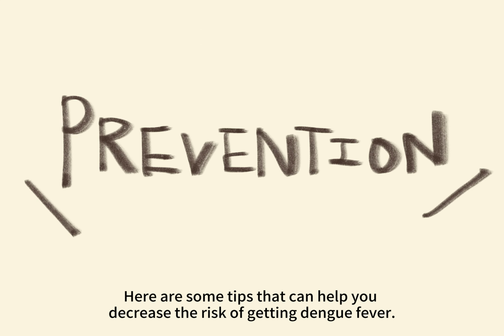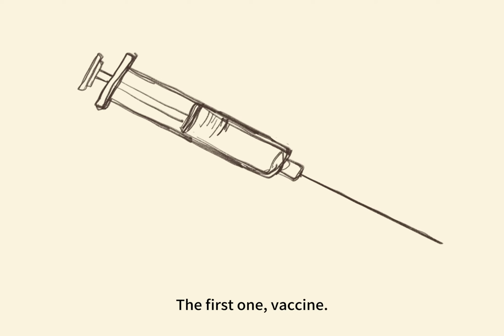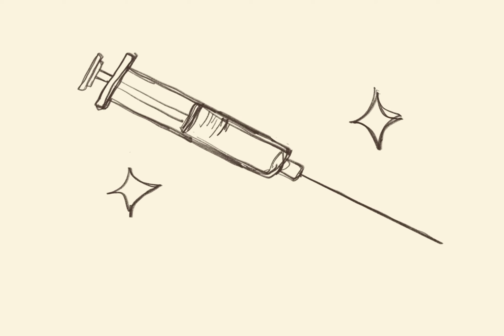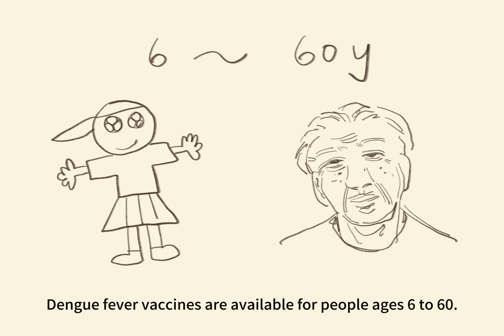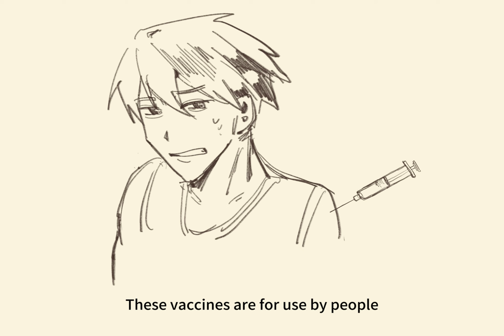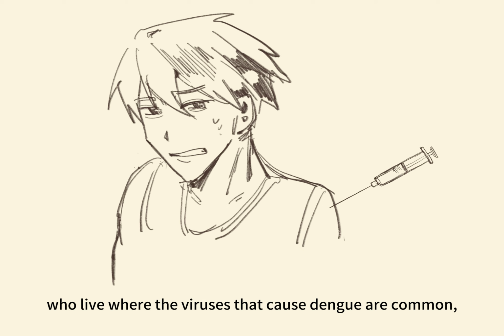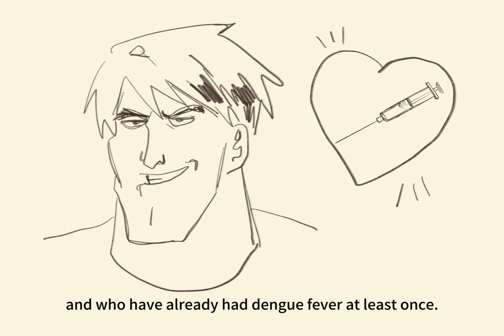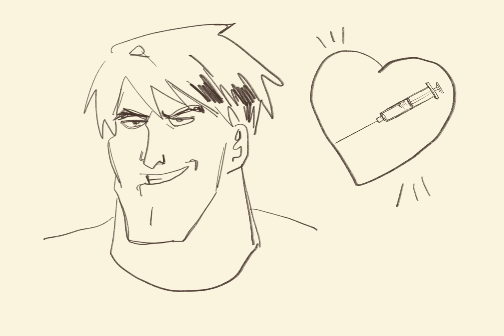Here are some tips that can help you decrease the risk of getting dengue fever. The first one, vaccine. Dengue fever vaccines are available for people aged 6 to 60. These vaccines are for use by people who live where the virus that causes dengue fever is common and who have already had dengue fever at least once.